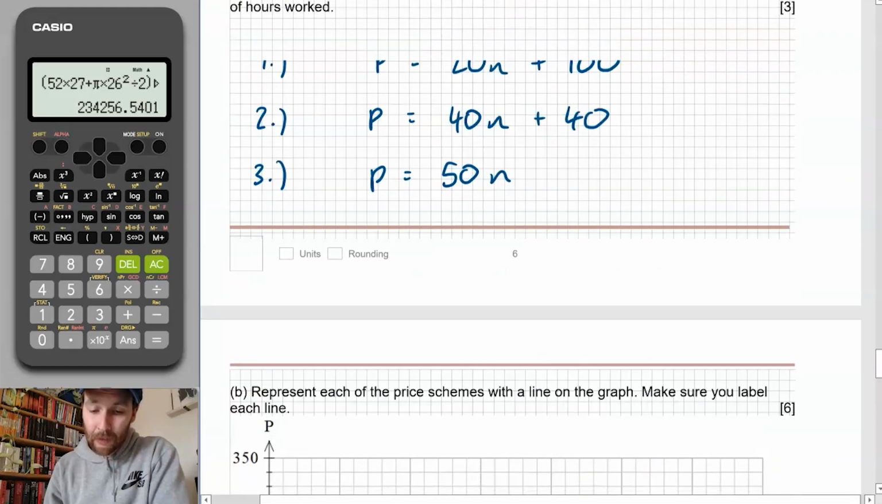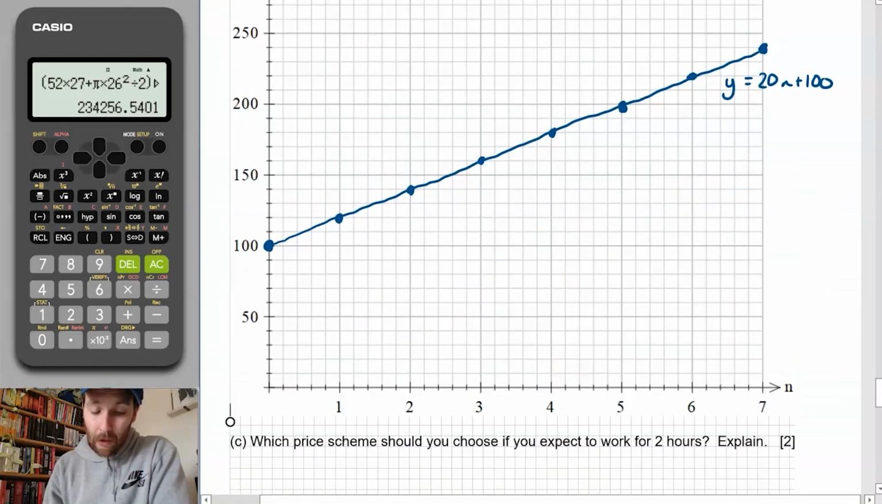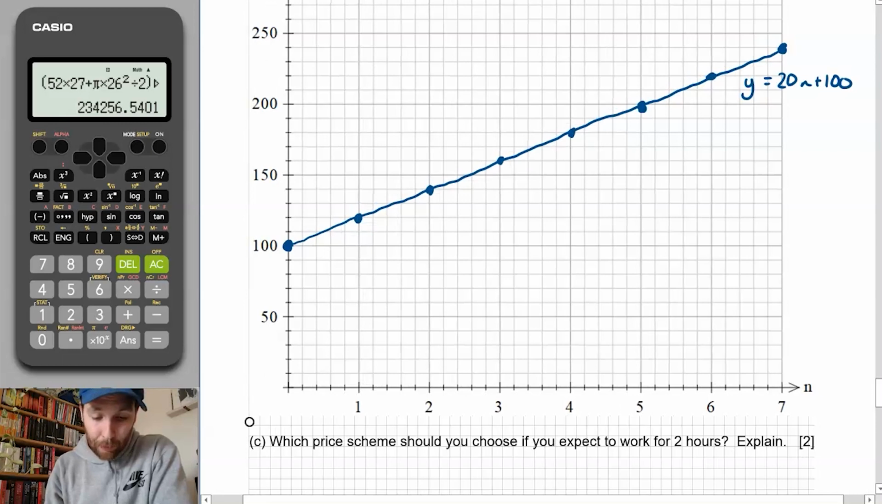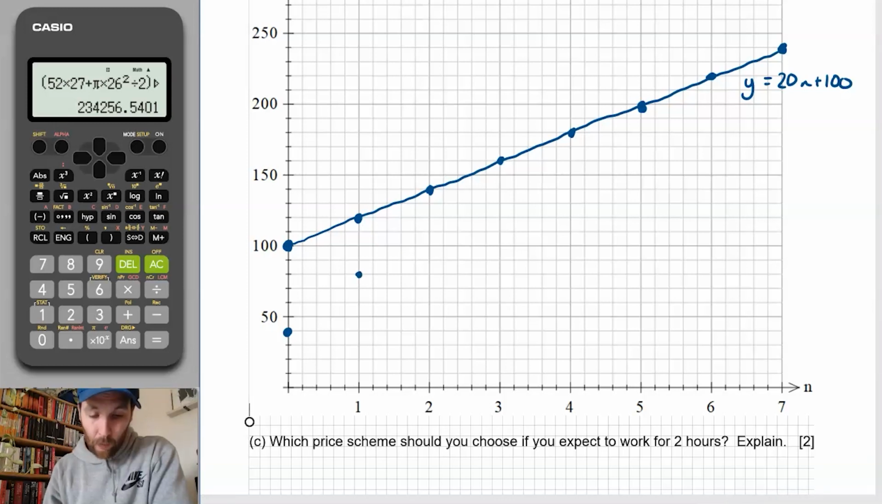The next one is $40 an hour with a $40 signing on bonus. So let's start here. So $40 for 0 hours, but now we're going to go up 1, 2, 3, 4 for every hour that we work. It's actually a pretty good deal. 1, 2, 3, 4. Going across again. 1, 2, 3, 4. That's interesting.